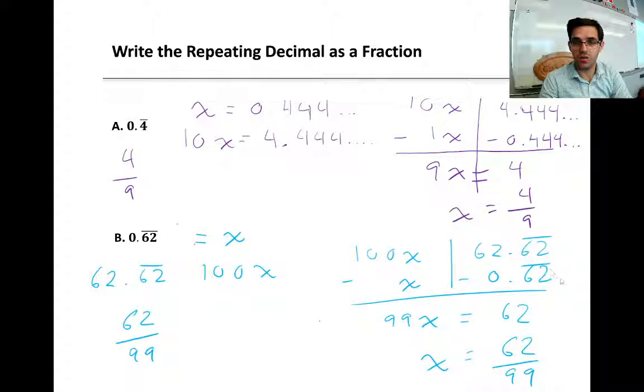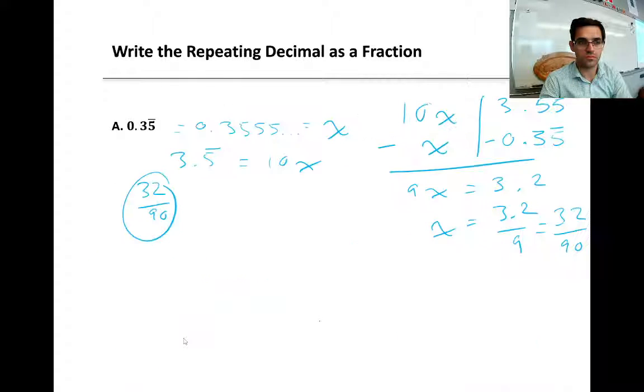Well, the 62 bar would cancel out, or the 62 forever minus 62 forever, like those would equally cancel each other out. We would just be left with 62. And therefore, 99x would be equal to 62. And we can figure from that x is equal to 62 over 99. Well, if x is equal to 0.62 bar, and x is equal to the fraction 62 over 99, then 0.62 bar must be equal to the fraction 62 over 99.